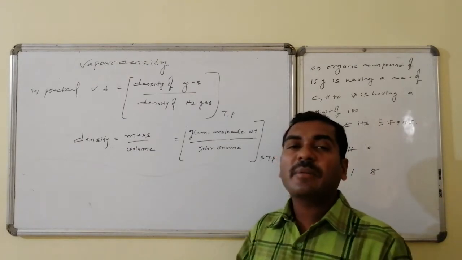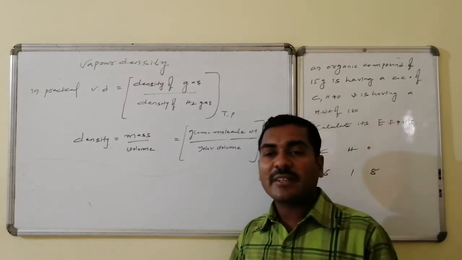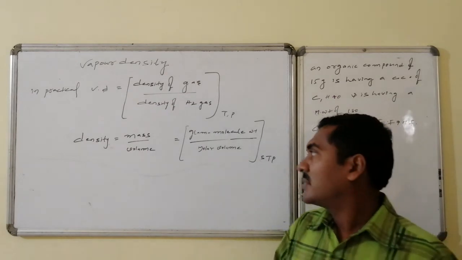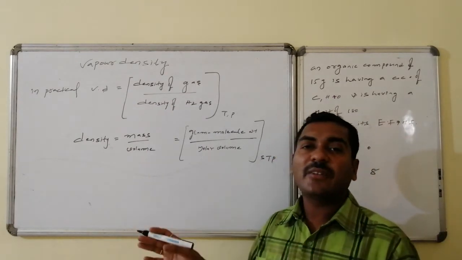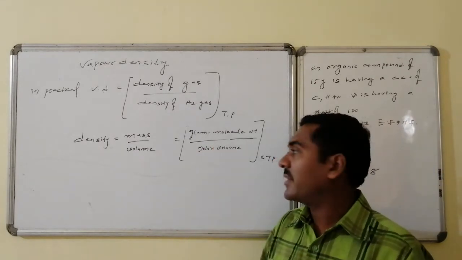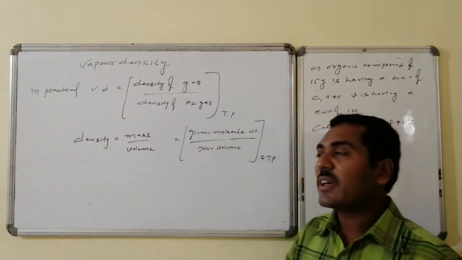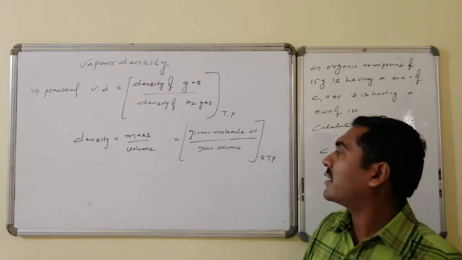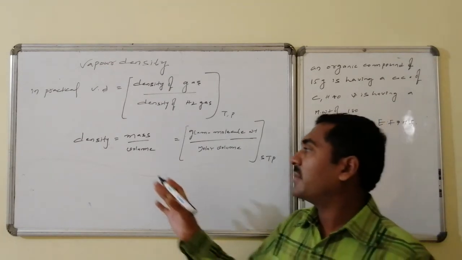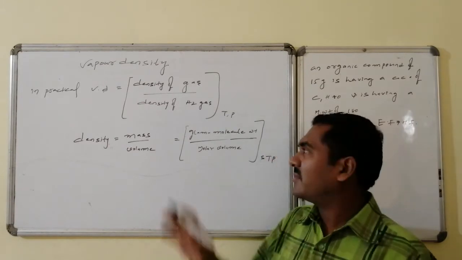Whereas density is given by mass upon volume, we will convert that into our known terms of gram molecular weights. Suppose that mass, otherwise the weight, and the volume: if I take 1 mole of substance, that mass is the gram molecular weight, divided by that volume, the molar volume. The ratio of gram molecular weight to the molar volume under STP conditions becomes equal to the density.